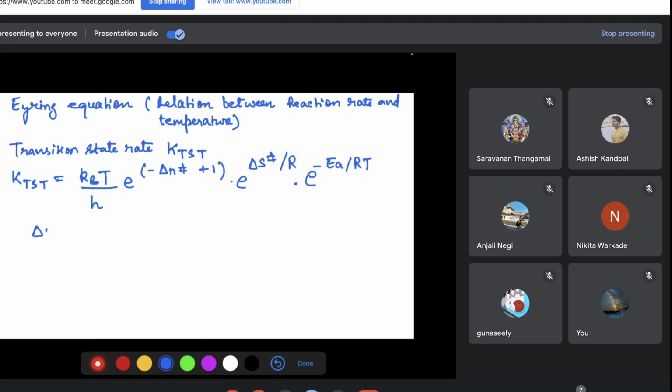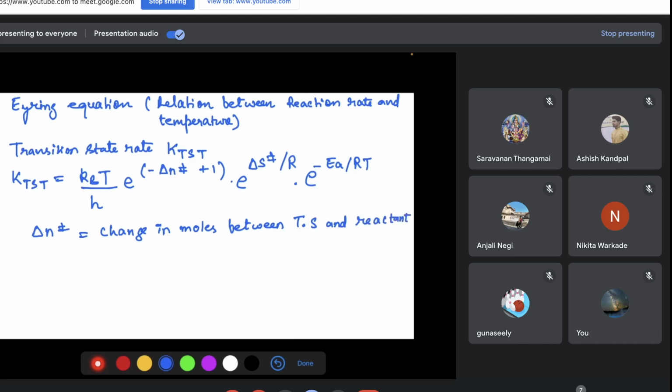Here delta n dagger is the change in molecularity in the given reaction. We can also write delta n as the change in moles between the transition state and reactant.